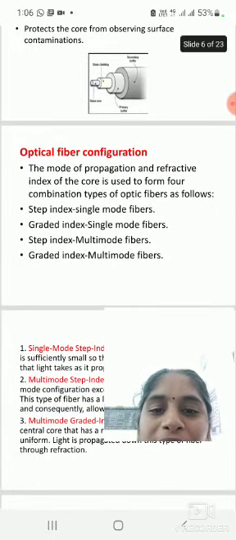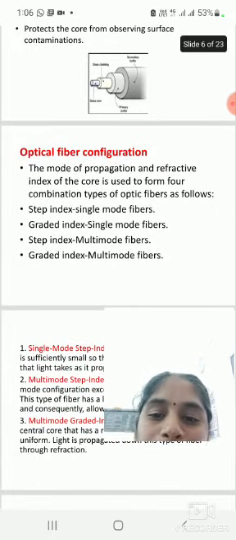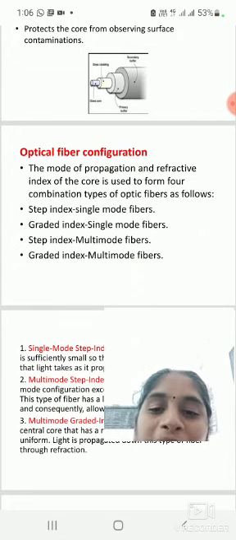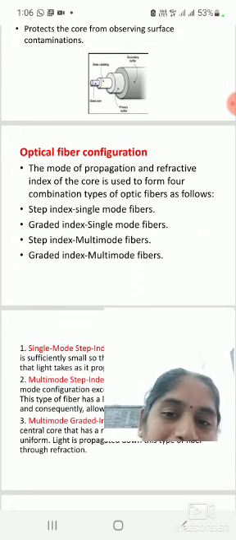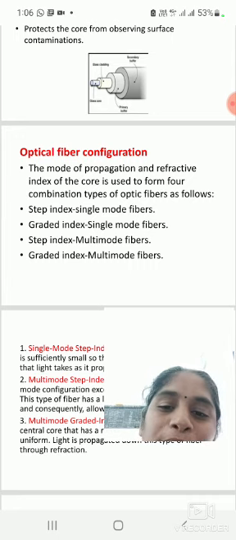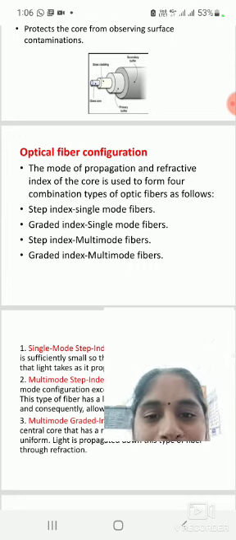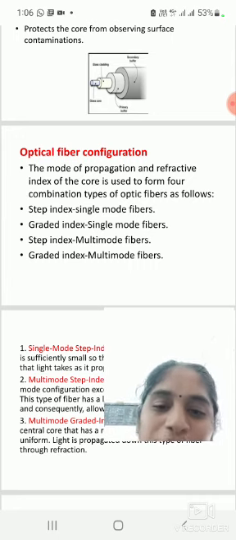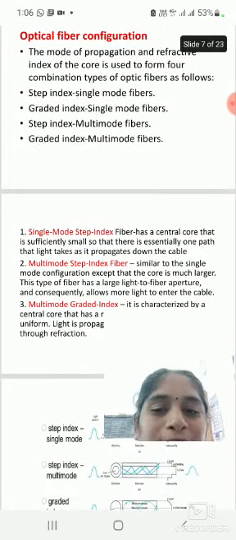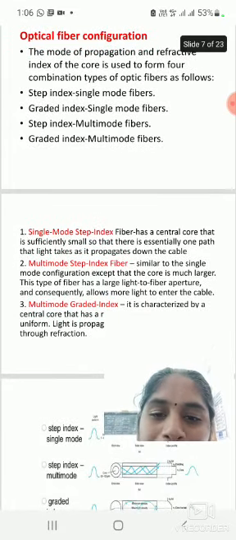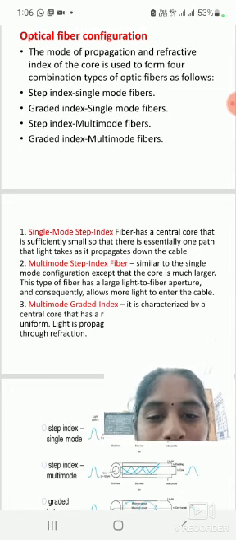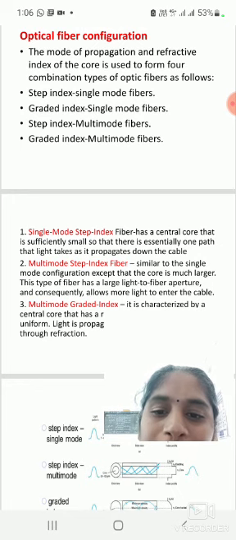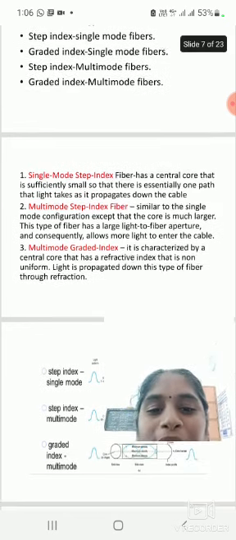Optical fiber has four types of configurations. Number one is step index single mode, the second one is graded index single mode, the third one is step index multimode fiber, and the fourth one is graded index multimode. Single mode step index fiber has a central core that is sufficiently small so that there is essentially one path that light takes as it propagates down the cable.